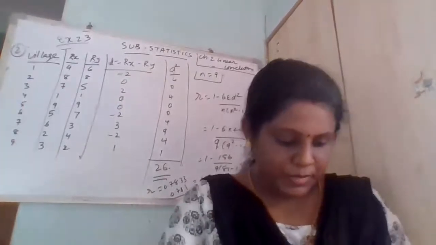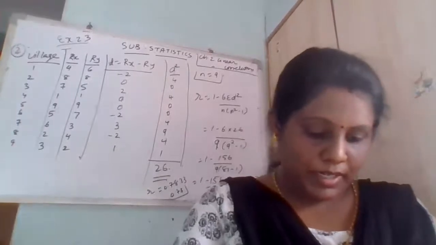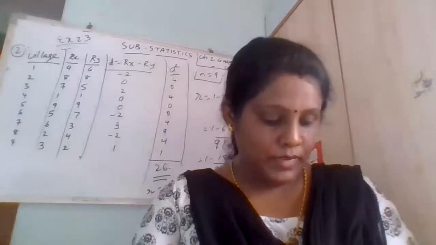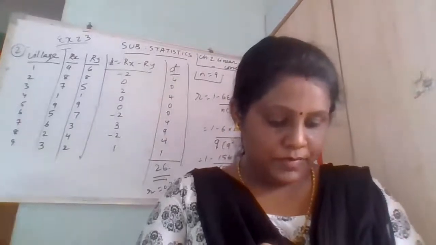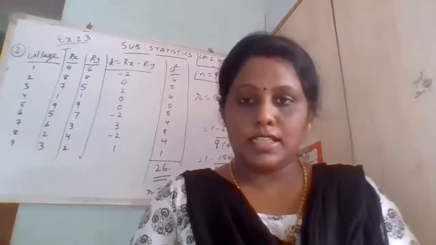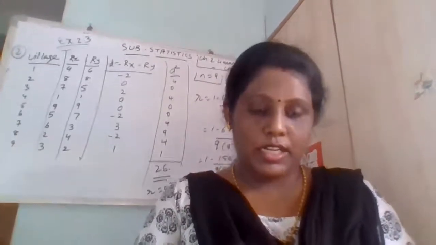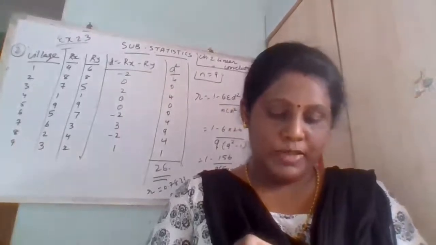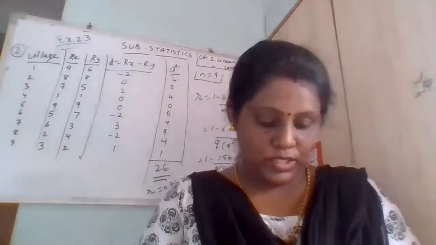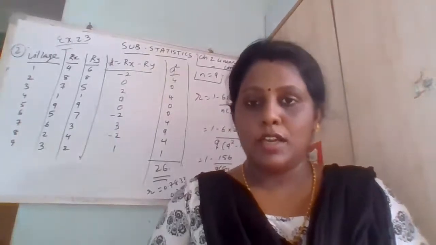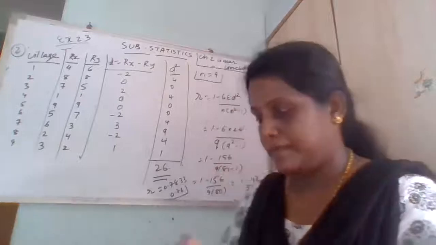The following information is obtained by a survey conducted by a town planning committee of a state. Cities are given as A, B, C, D, and E. Then population is given. The first column is city, then population, then rate of growth. On the basis of this, you have to find the rank correlation coefficient between the population of the cities and the rate of growth of the population. Let's see.